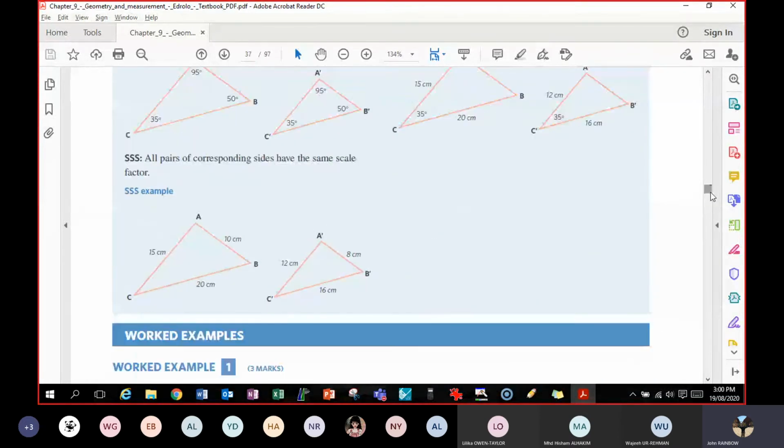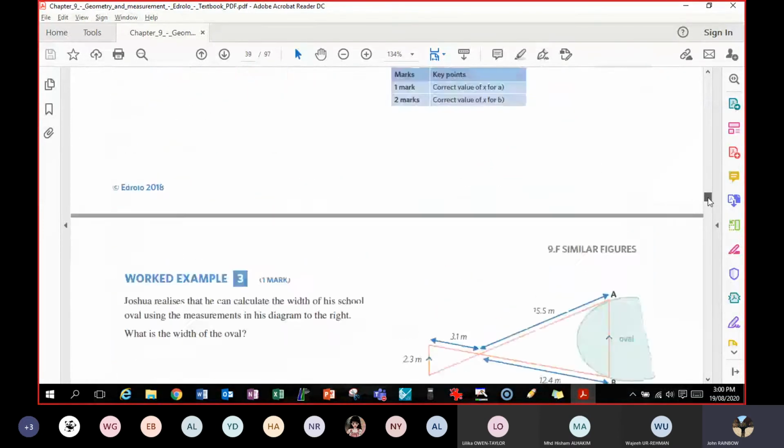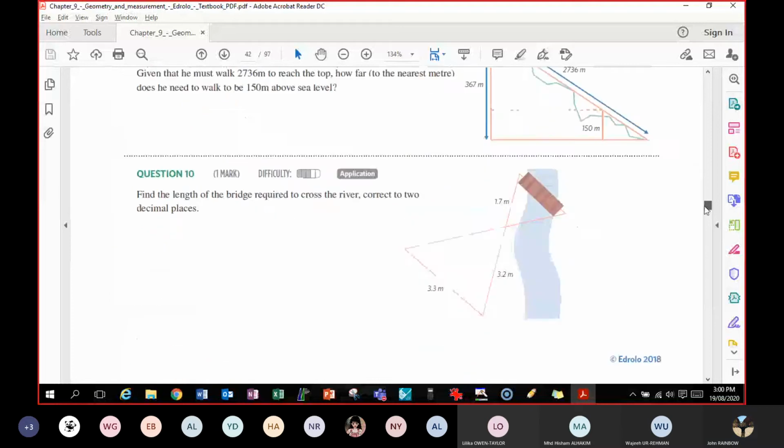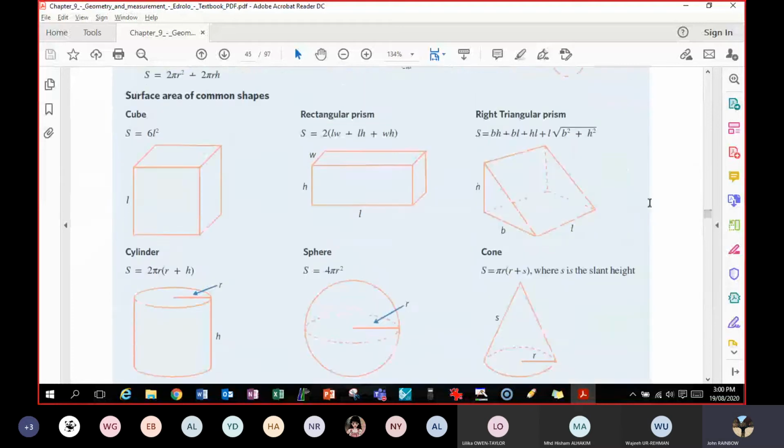You can make a triangle. We've already done similar figures, so we're going to skip that subchapter. Surface area and volume is what we want to do.